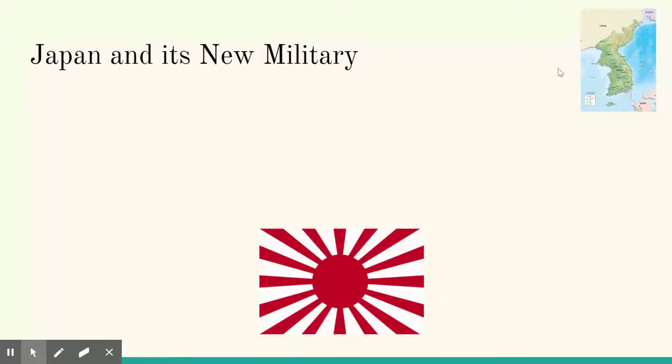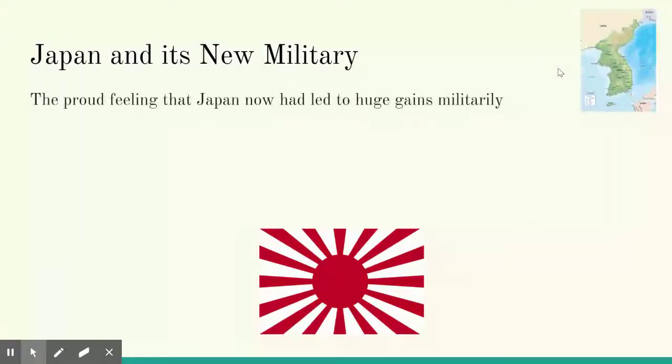So we know that Japan has modernized as far as their economy. Let's look at their military. They began to have that sense of nationalism, pride in their country, and this is going to lead to huge gains militarily by Japan.